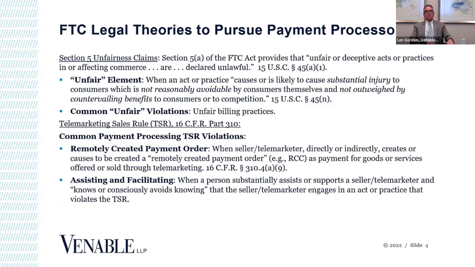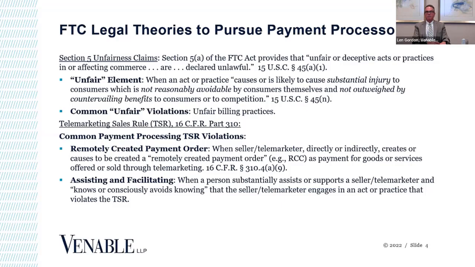So what legal theories does the FTC use when it pursues payment processors? The Federal Trade Commission Act does not have an aiding and abetting provision. And based on the Supreme Court's decision in the Central Bank of Denver case, the ability to infer an aiding and abetting claim is limited if the statute doesn't expressly provide for that. That hasn't really slowed the FTC down, however.